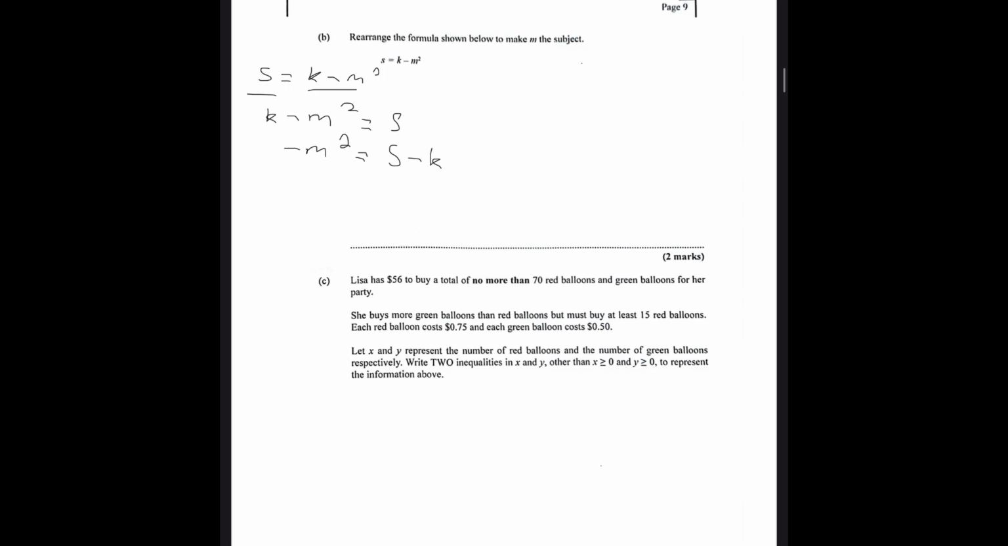At this point, I'm going to try to get rid of the negative sign. To get rid of a negative sign, I'm just going to multiply the entire equation by -1. So it'll be -1 multiplied by negative M squared, which is equal to S minus K multiplied by -1. This will give us M squared is equal to negative S plus K.